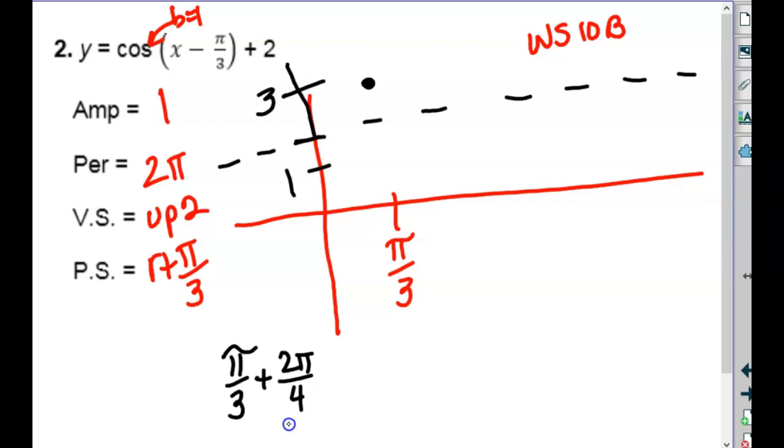So don't type the pi in, guys. Type 1 divided by 3 plus 2 divided by 4. Math, enter, enter. And you get what? 5/6 is your next one. Now what am I going to add again? The quarter point, which was the 2 pi over 4. So do plus 2 divided by 4. Math, enter, enter. And you get a lovely 11/6.